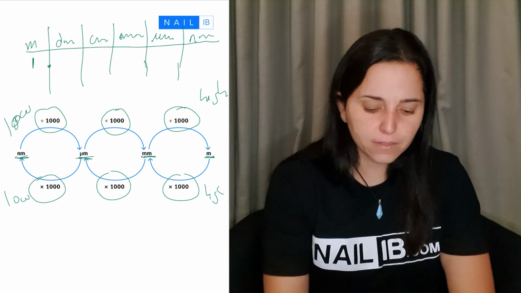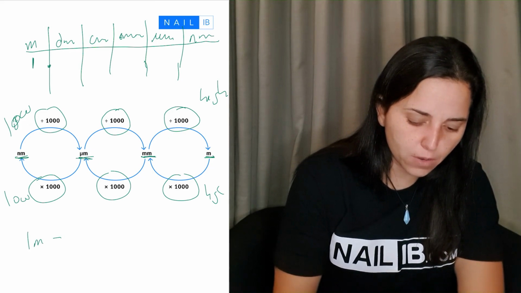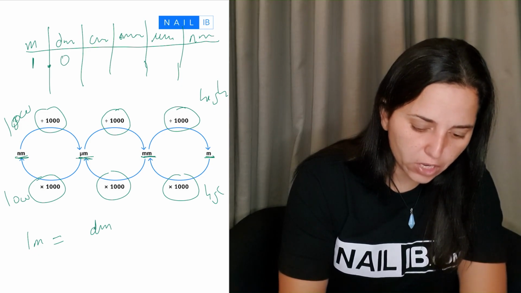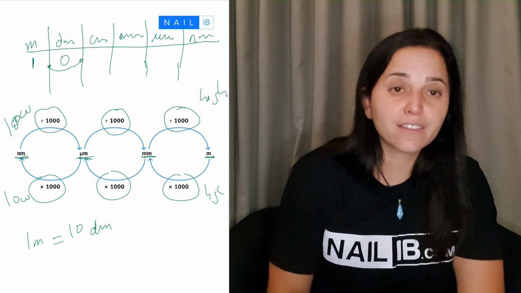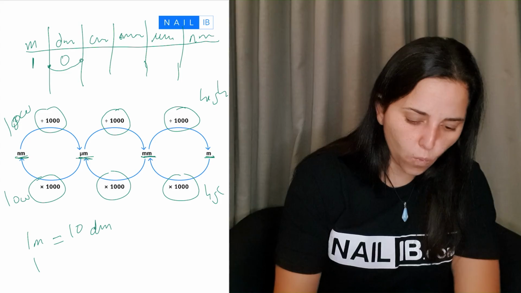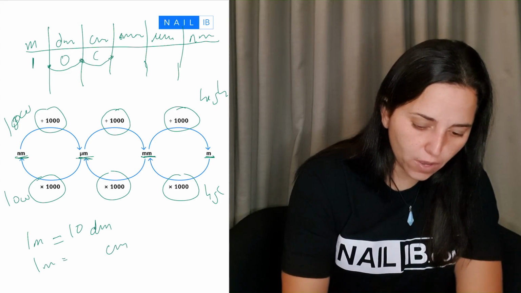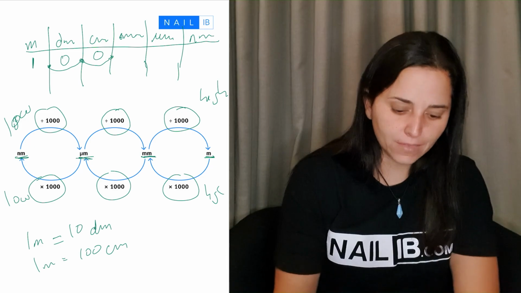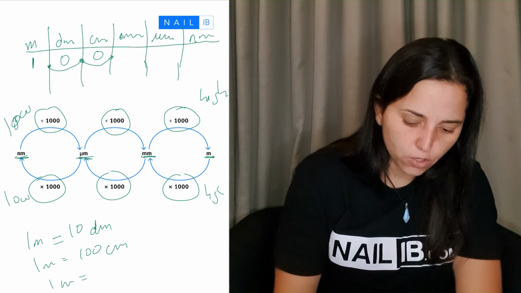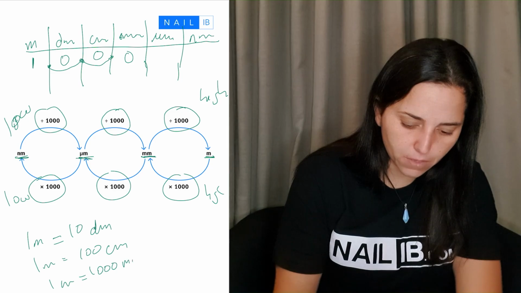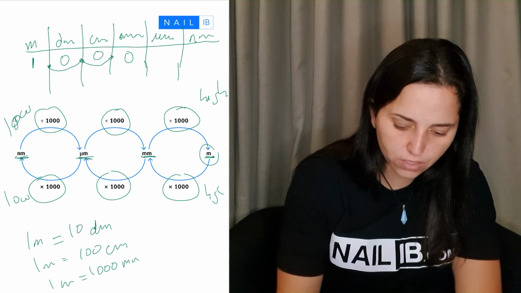If I have 1 meter and I want to go to decimeters, what do I do? You put a 0 here and you bring that dot here. Now you have 10 decimeters. If you want to go from 1 meter to centimeters, that dot will come down here, you add another 0, so now it's 100. And if it's 1 meter to millimeters, you can see that is 1,000 millimeters, which makes sense from here, as you can see, right?